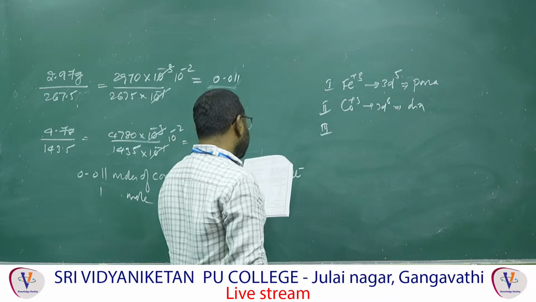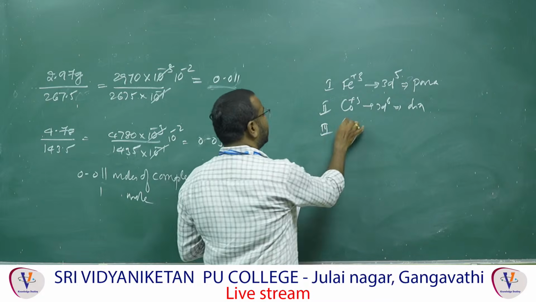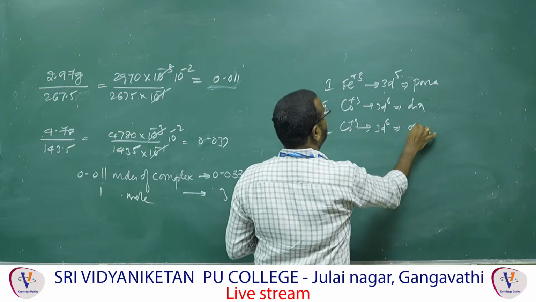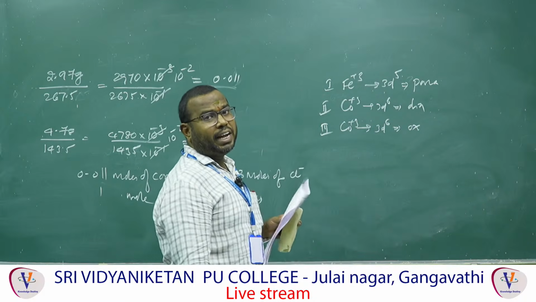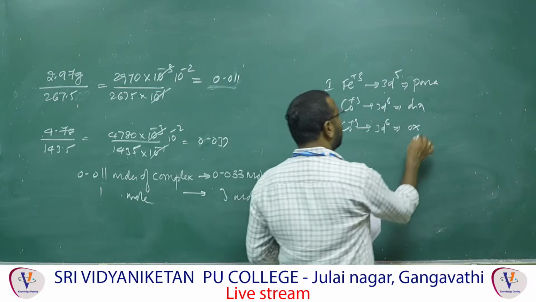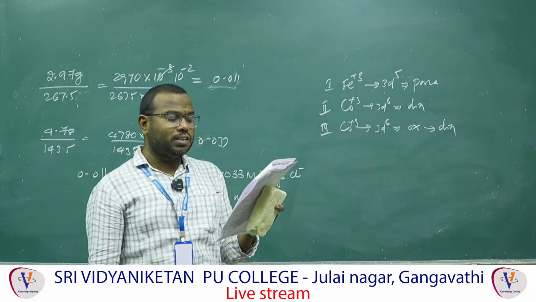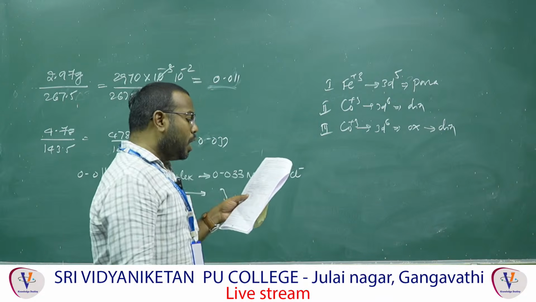Third complex, Na3[Co(ox)3]. Co again has +3, so 3d6 configuration. Oxalate is a strong field ligand in case of cobalt +3. As a result, it rearranges too, and so it is also a diamagnetic one.